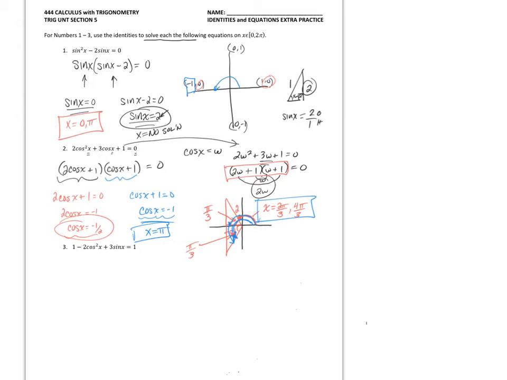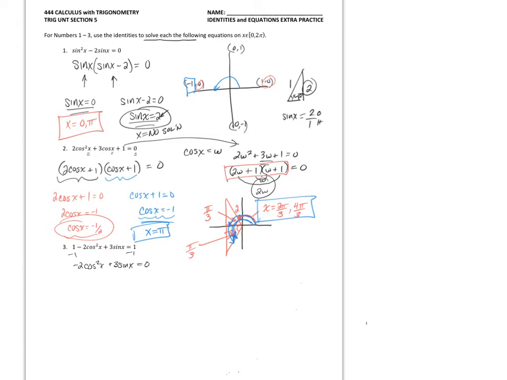Okay, guys, we want to get started on number 3 here. I think the first thing you notice is it's not set equal to 0. So what I think I would do is immediately subtract 1 from both sides. And so if we subtract 1 and subtract 1, we're going to get negative 2 cosine squared x plus 3 sine of x is equal to 0.